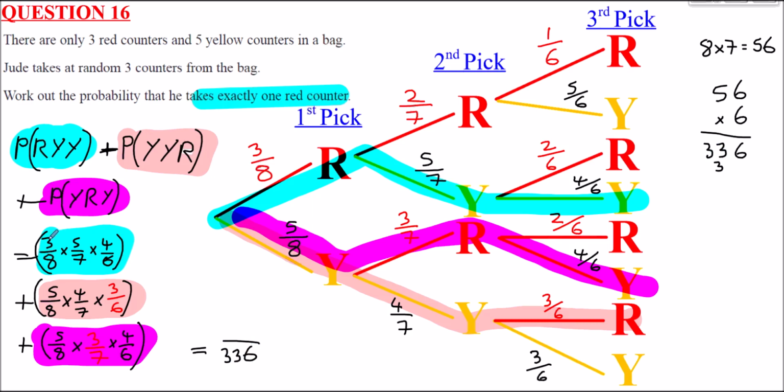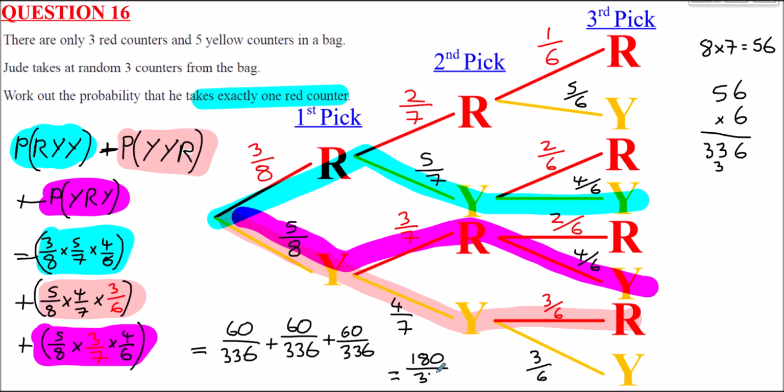So first of all, 3 times 5 times 4. 3 times 5 is 15, times by 4 is 60. This other one, again out of 336. 5 times 4 is 20, times 3 again is 60. And surprise, surprise, this one, 5 times 3 times 4, again is 60. So you've got 60 plus 60 plus 60, all out of 336. Just add the top numbers, gives us 180 over 336.